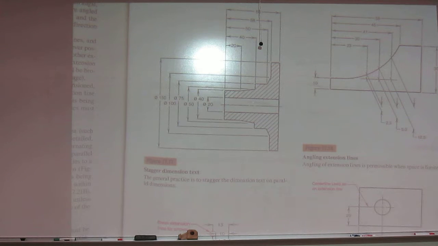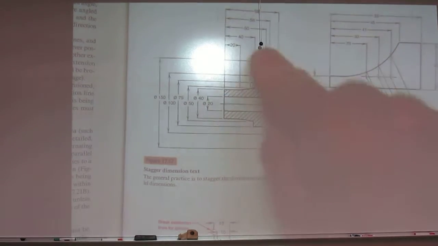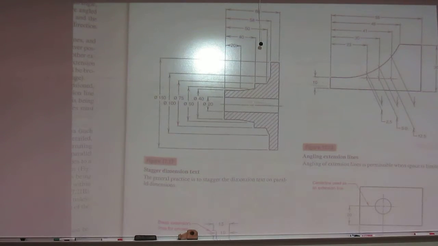Notice on those, all of those extension lines crossing, and they are not broken. You do not break an extension line when you cross another extension line. You only break it for dimension lines. Okay? By that I'm talking about all these intersections right through here. Notice that they are constant through there. They are not being broken.